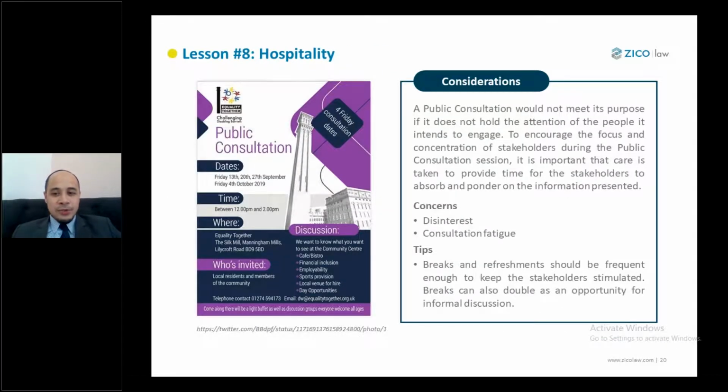Now this is in relation to hospitality. Now don't laugh, actually hospitality is an essential part of this process. Now what does hospitality mean? Basically, you treat your stakeholders with some degree of care.